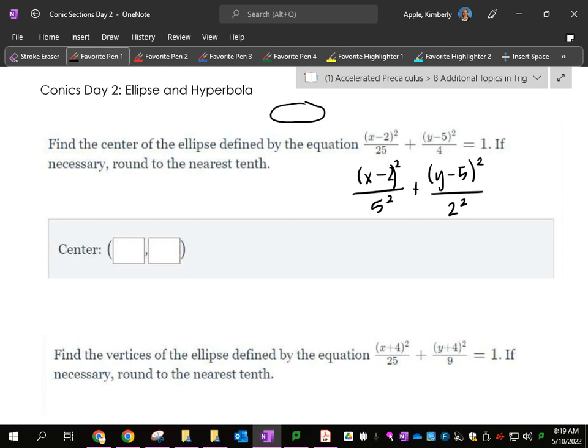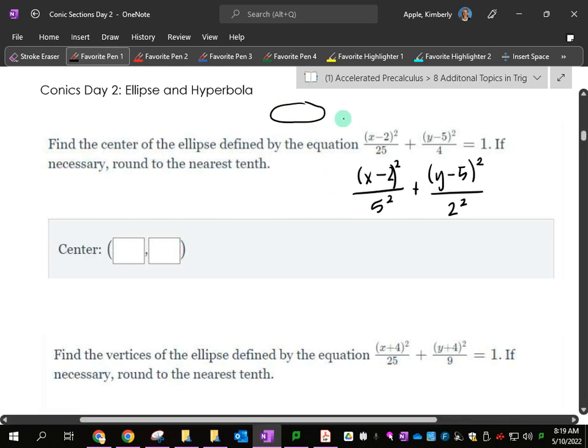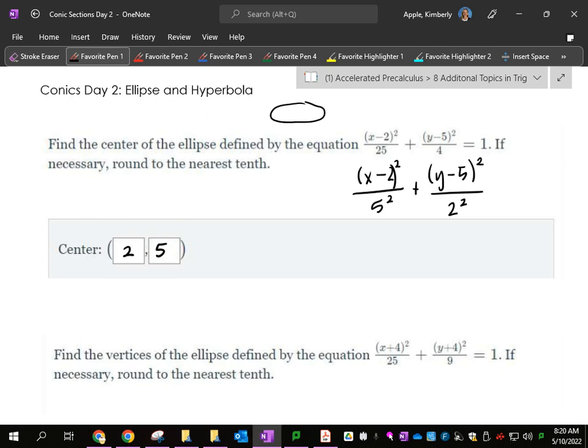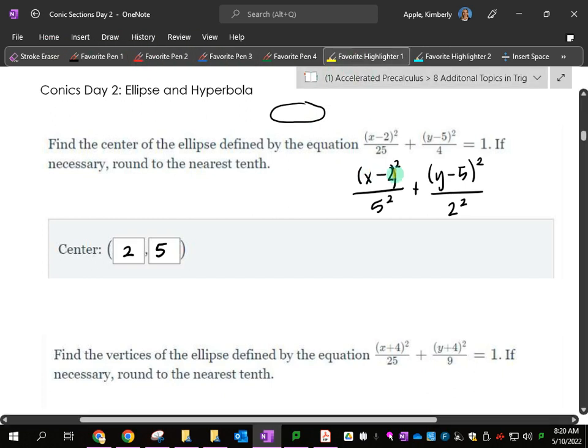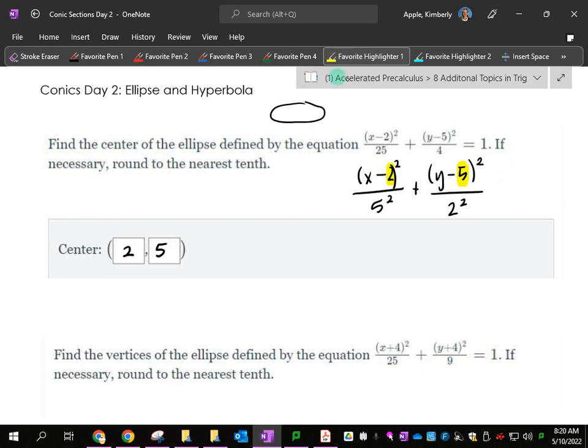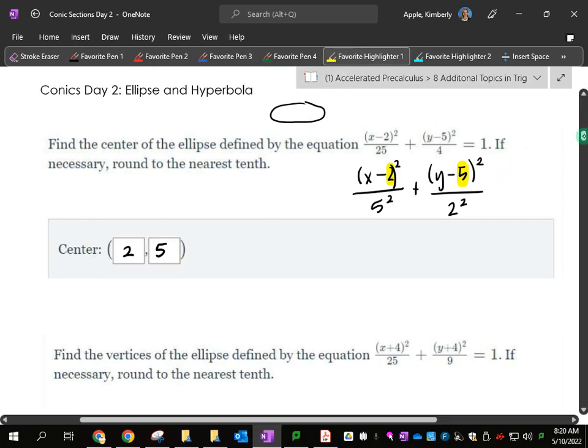Okay. So in this case, looking at your formula, what is H? Positive 2. There you go. And what is K? 5. So that was pretty easy, right? Center's 2, 5. Go ahead and enter that in Delta Math so you can get that right. Yeehaw. So remember the center is H and K always. And that's kind of the same as yesterday.